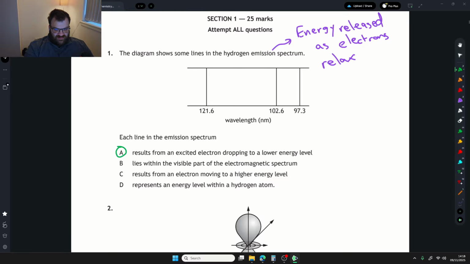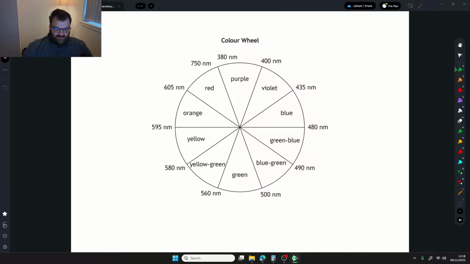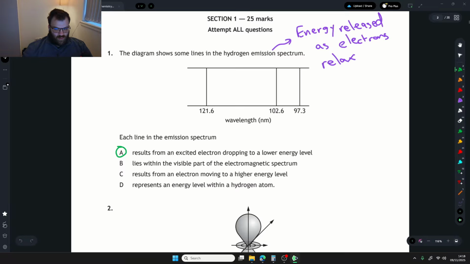Lies within the visible spectrum, where we're at values between 97.3 and 121.6. If you're unsure of the visible spectrum, we can look at page 19 of the data booklet to see the visible spectrum. That's from 380 to 750. We are not within the visible spectrum. That's not with that answer.